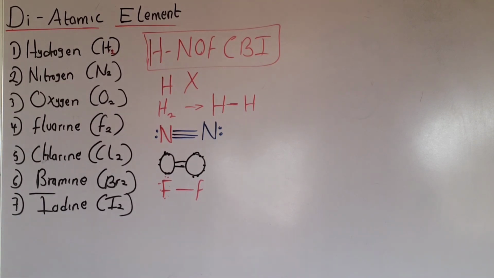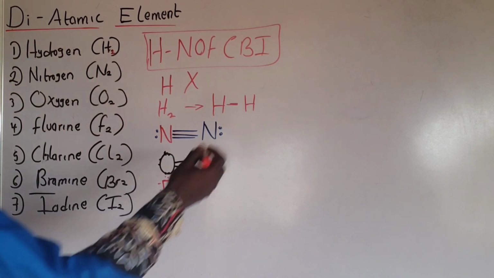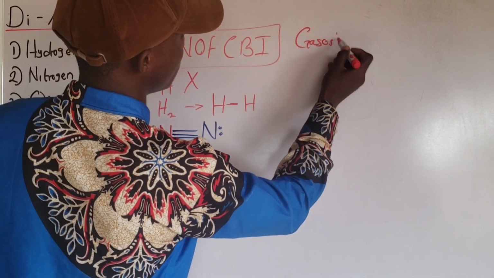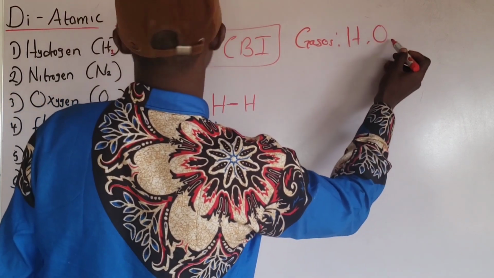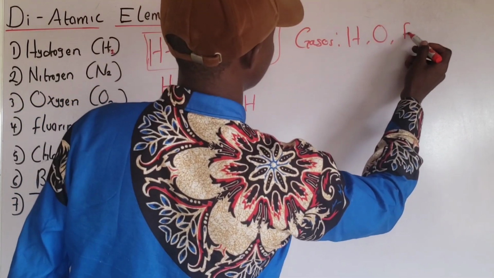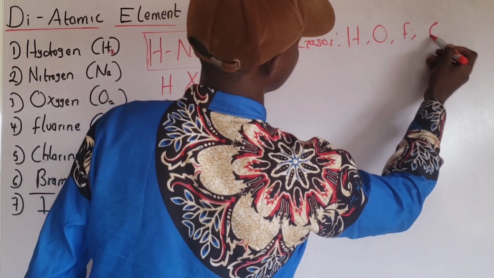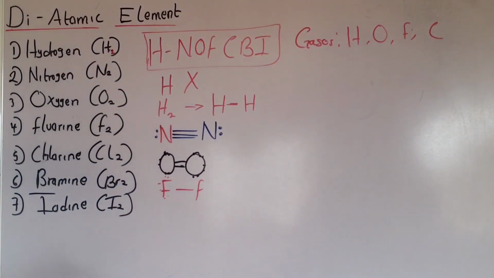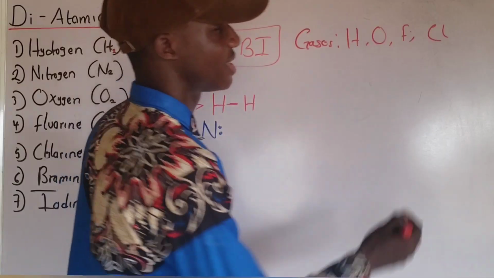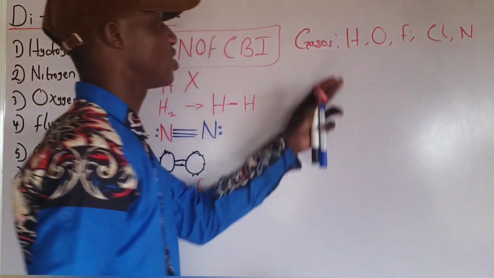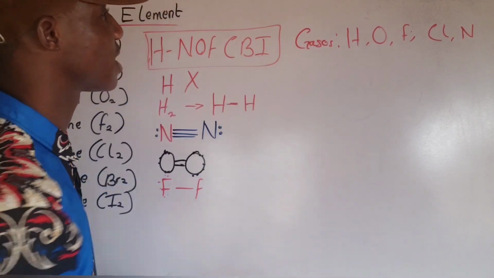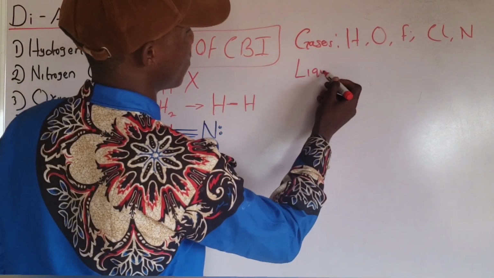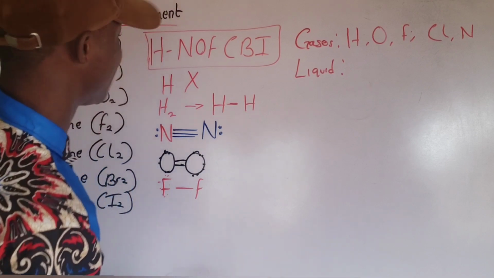Now if you want to know those that exist as gases at room temperature, we have hydrogen, nitrogen, oxygen, fluorine, and chlorine. We have hydrogen, oxygen, fluorine, chlorine. Nitrogen is also part. You see, all these elements exist as gases at room temperature.